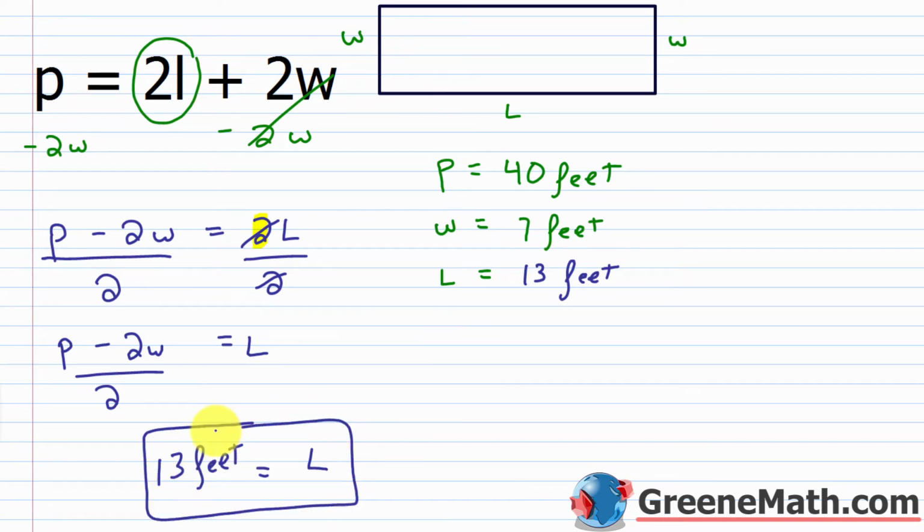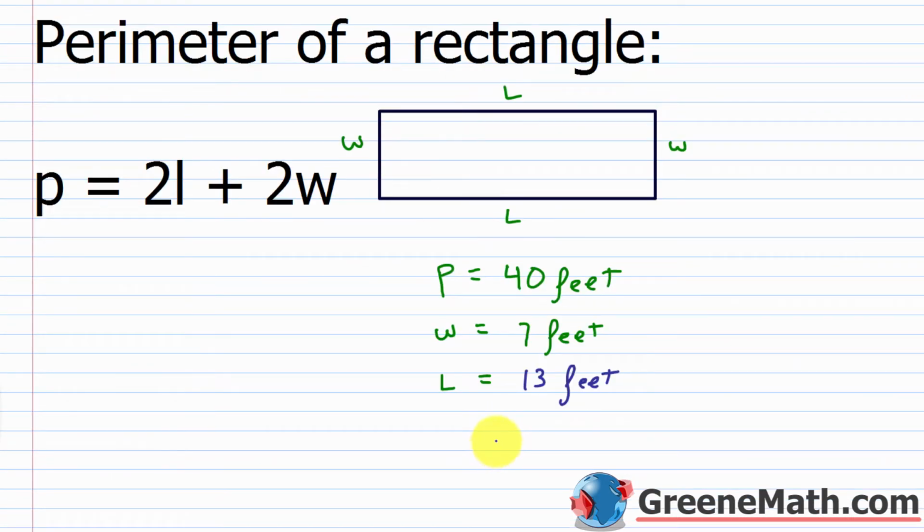Now, you can check that with the original formula. Let me kind of erase everything here. And if I go to the original formula, if I plugged in a 13 here, and I plugged in a 7 here, would I get a perimeter of 40? And again, we're dealing with feet in terms of the units. So 2 times 13 is 26, plus 2 times 7, which is 14. Yeah, that would work out. 26 feet plus 14 feet would in fact give me 40 feet.